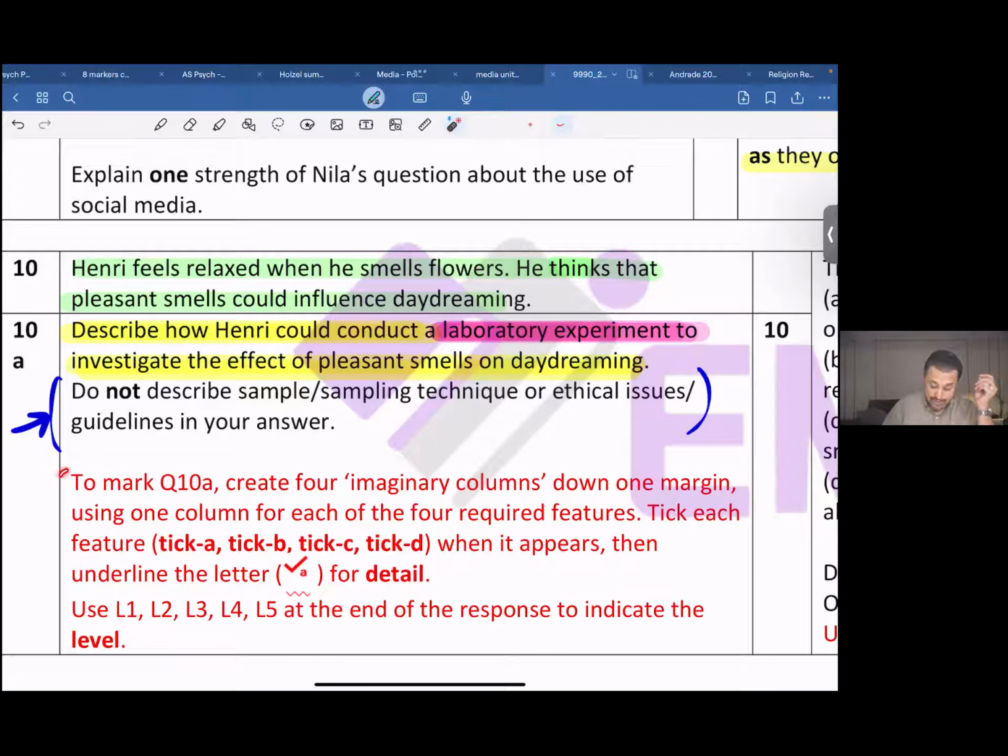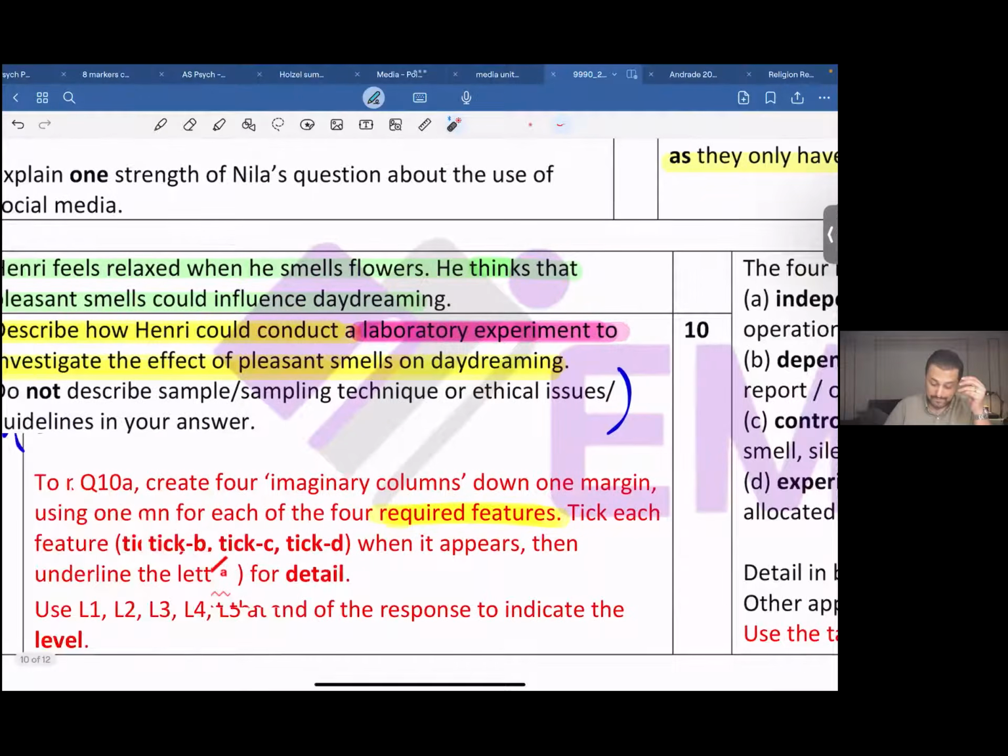So this says to mark 10A, create 4 imaginary columns down the margin, using 1 column for each of the 4 required features. Now, when I was talking about the essentials, the characteristics, this is what I was referring to, required features. Tick each feature, tick A, tick B, tick C, tick D when it appears, then underline the letter for detail. Again, remember when I said this is what actually gives you marks, right?